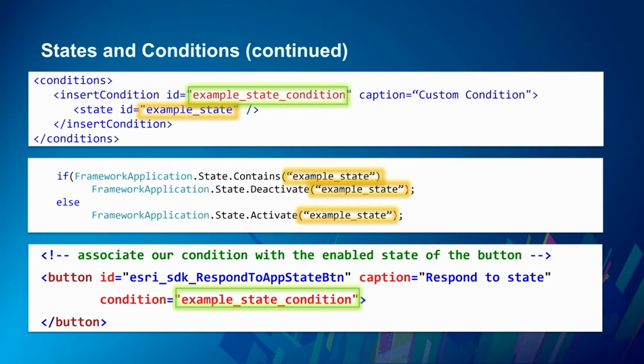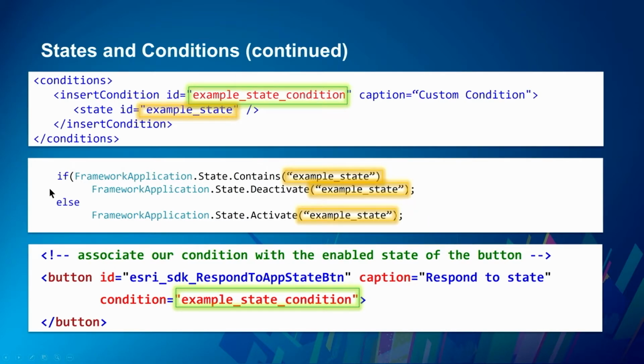Now, what I have to do in my DAML is, under conditions, insert my own condition. I name that condition, and then I define the state. In this case, my condition is true when my state with this ID is true. It's a very simple condition: the state true, false, the condition is true, false. But I could have and, or, or not logic in there if I want to.